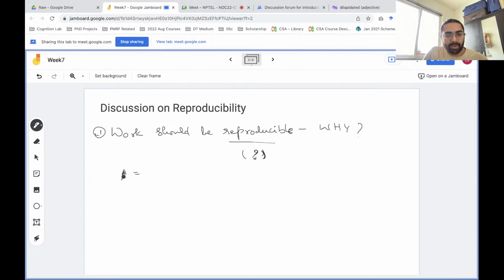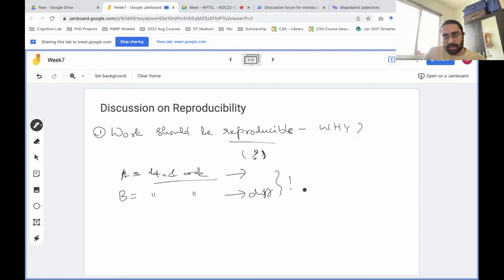Okay. So we have a person, let's say A. Now he did some work on some machine learning algorithm, and so therefore he has some data and some code. Some data and code he uses to publish some results. Person B uses the same data and same code, but gets different results. So they don't match.